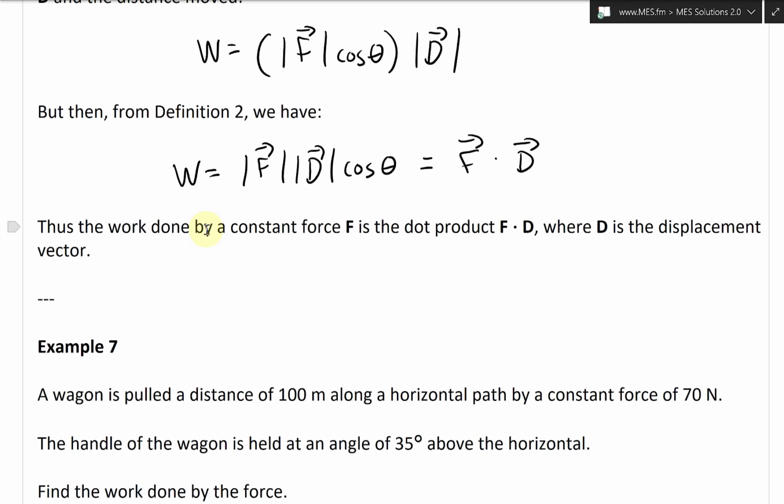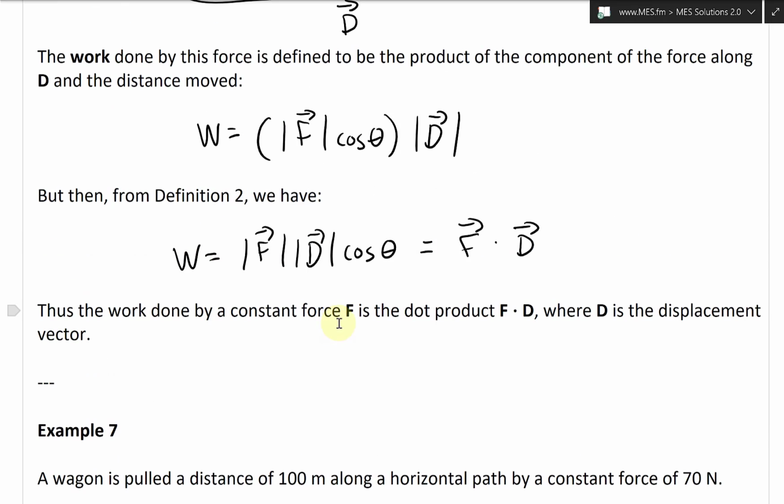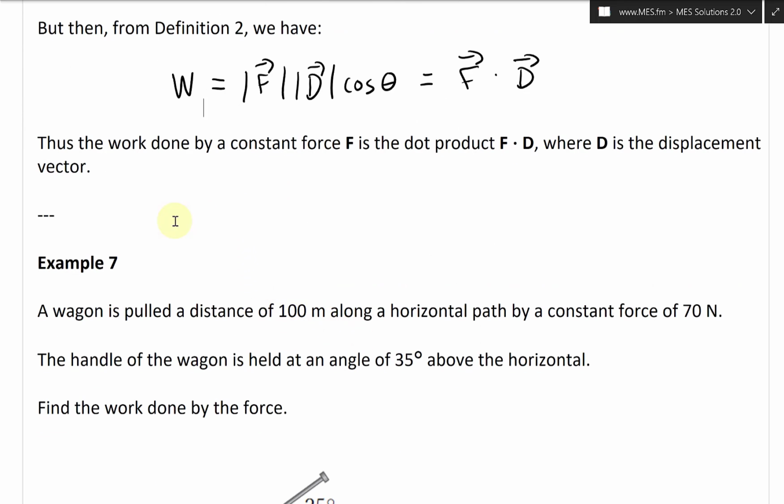Thus the work done by a constant force, vector F, is the dot product of the force vector and the displacement vector, where D is a displacement vector, which is quite fascinating. So we define a dot product, and then we somehow manage to link it all to physics and how work is defined. You just use a dot product. Interesting. So continuing further, let's take a look at example 7.